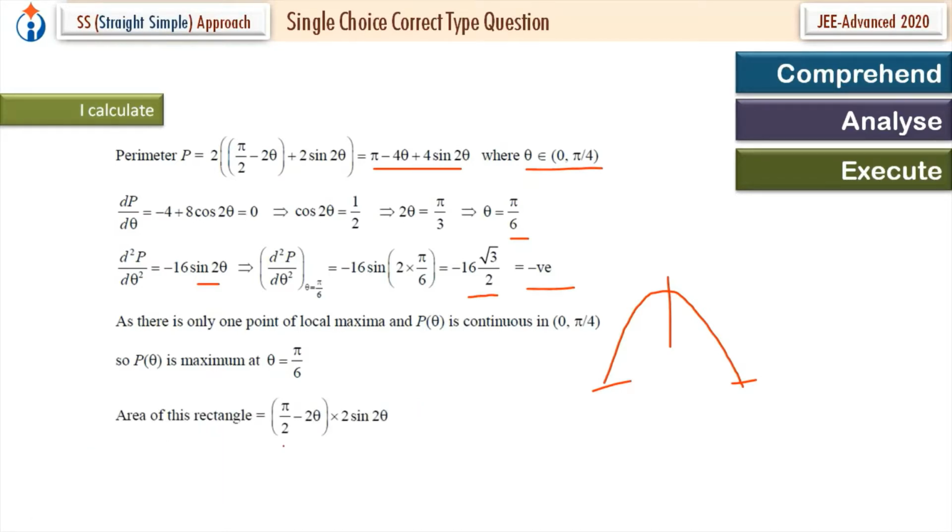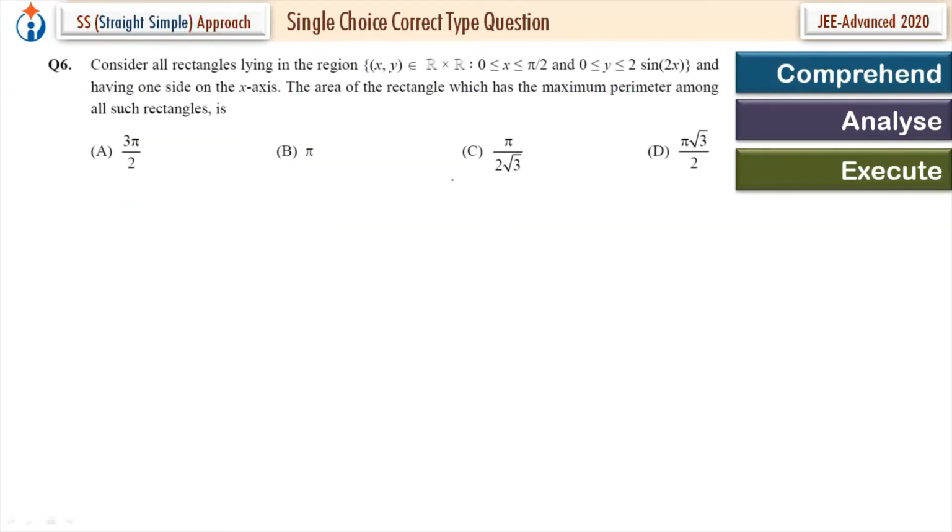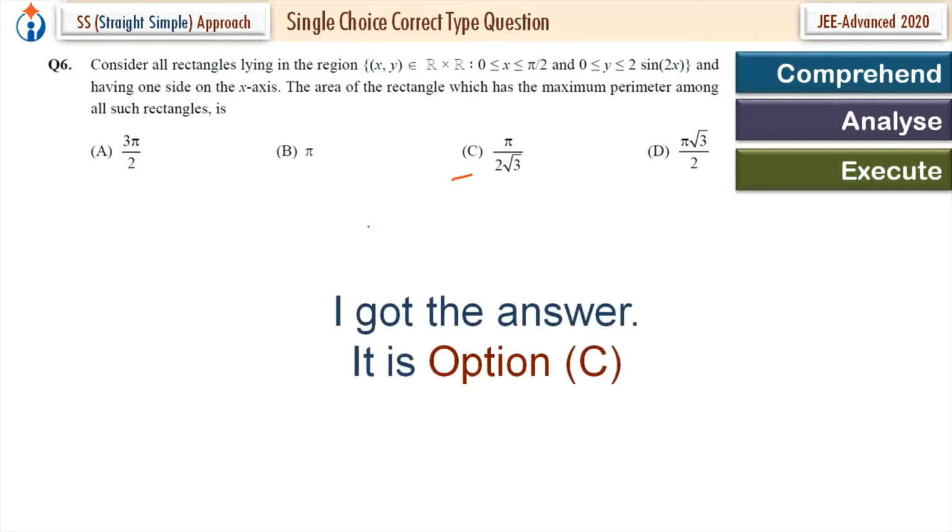Now what is the area of the rectangle? At theta equal to pi by 6, we just put the values. We got pi upon 2 root 3. What are the options? Pi upon 2 root 3, option C. I got the answer, it is option C.